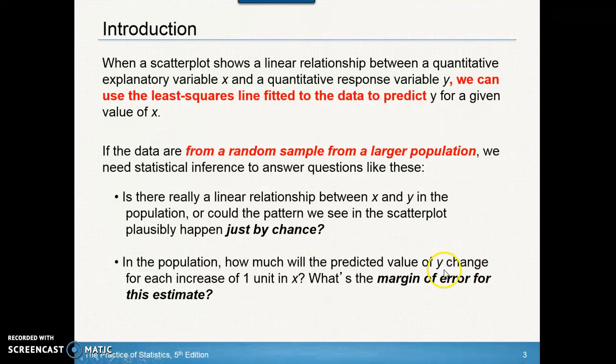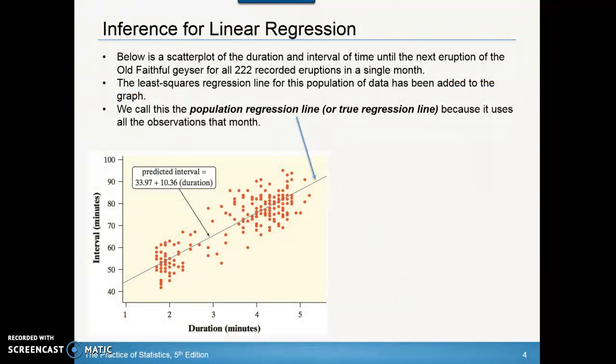Now, the next question is a little bit trickier. What is the margin of error for this estimate? So basically, what is the error going to be when I predict the y value for every one change in x? So kind of what's the margin of error for our slope. Does any of this sound familiar? Does this sound like statistical tests like we've done in the past? If you take a look at the first one, this is a test of significance. The second one, if we're estimating the margin of error or how far off we are from the slope, that's talking about our confidence interval.